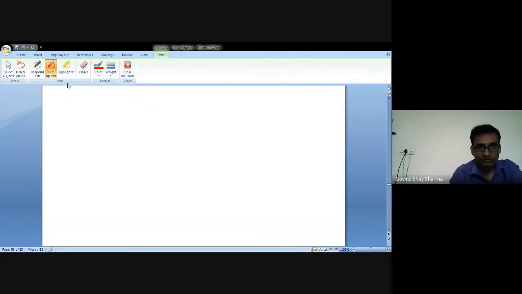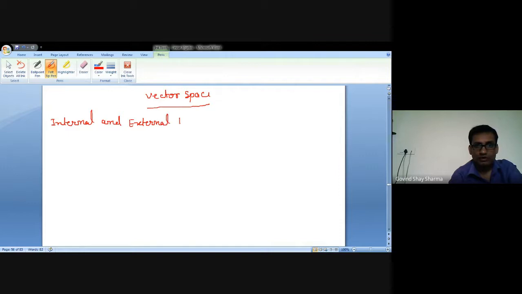So first we are coming to the point: vector space. This is the basis where we start linear algebra. Before vector space, we need internal and external binary operation.